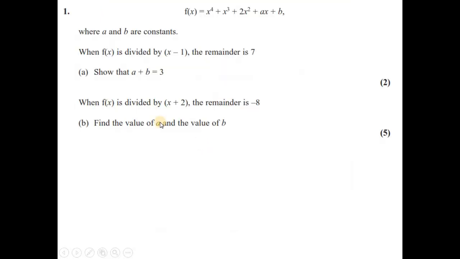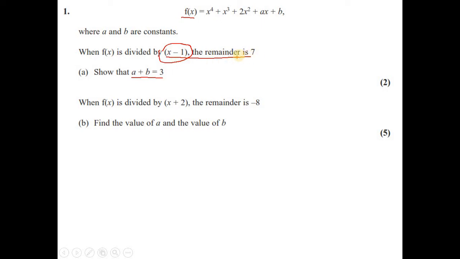f(x) is equal to x^4 plus x^3 plus 2x^2 plus ax plus b, where a and b are constants. When f(x) is divided by x minus 1, the remainder is 7. Show that a plus b is equal to 3. So we need to derive this equation using the given condition. They are saying that if we divide the given function by that expression, the remainder should be 7.